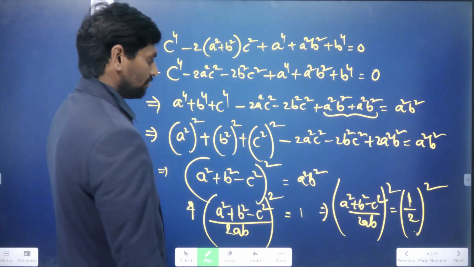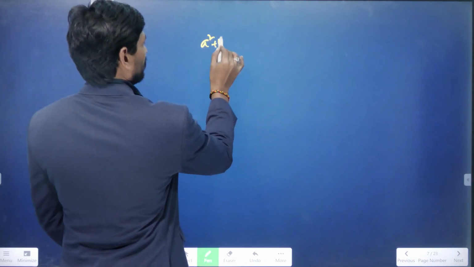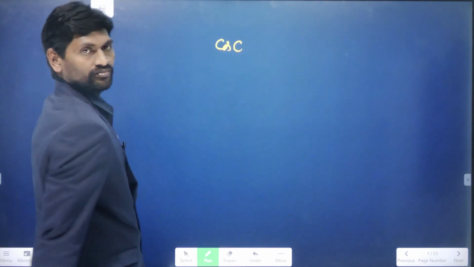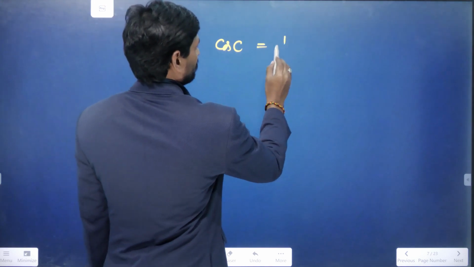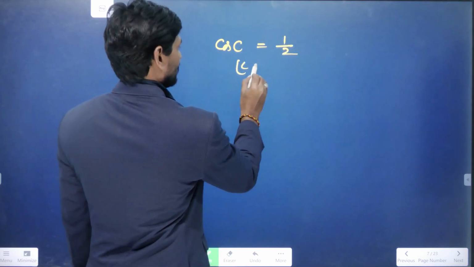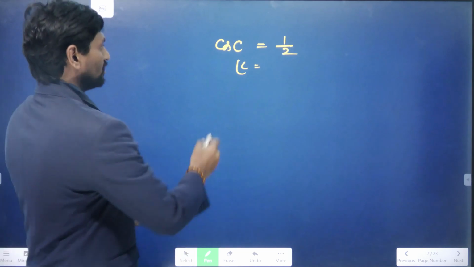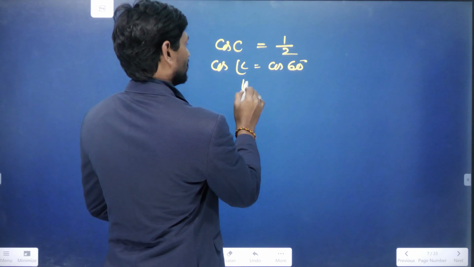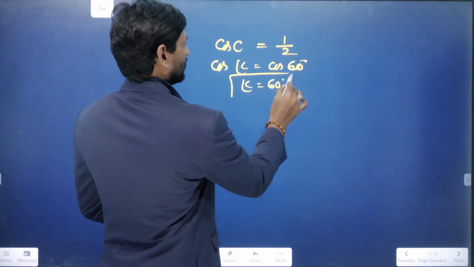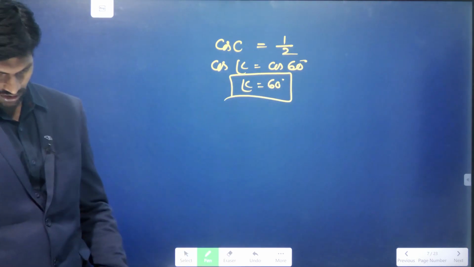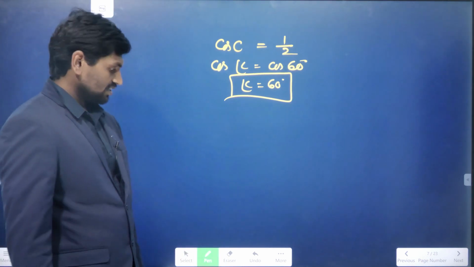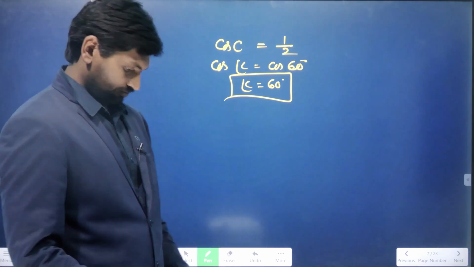Okay, now a square plus b square minus c square by 2ab is nothing but cos c equals to 1 by 2. Angle c is equals to, when cos value is 1 by 2, cos value is at 60 degrees. So both sides cos cancel, therefore angle c is equal to 60 degrees. Check. Okay, let us go to the next problem.